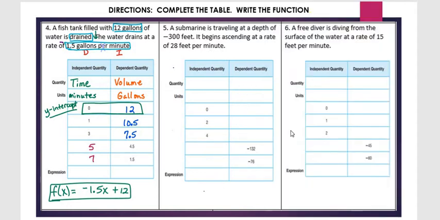So look at number 6 now. You've got a free diver who's diving from the surface of the water at a rate of 15 feet per minute. Come up with your function, come up with your independent and dependent quantities, fill it in, and we'll check it back in just a few minutes. Now put me on pause while you do this.